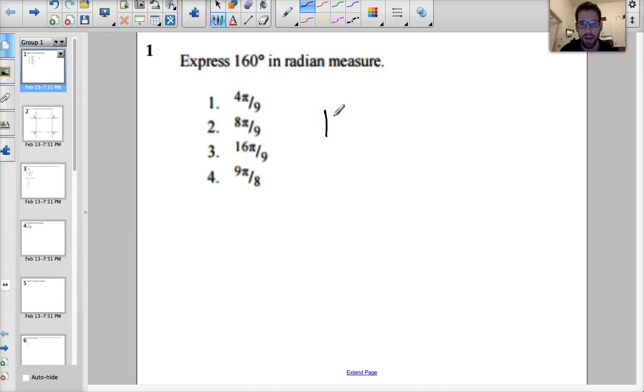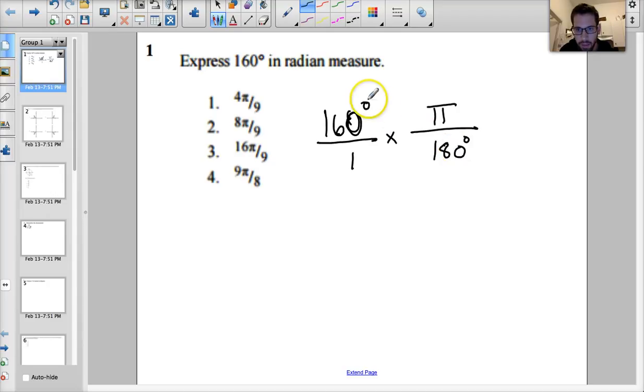First question asks me to express 160 degrees in radian measure. So to do that, I have to take 160 degrees and put it over 1. I'm going to multiply it by pi over 180 degrees. This way, my degrees can cancel out, and I'm left in radians.